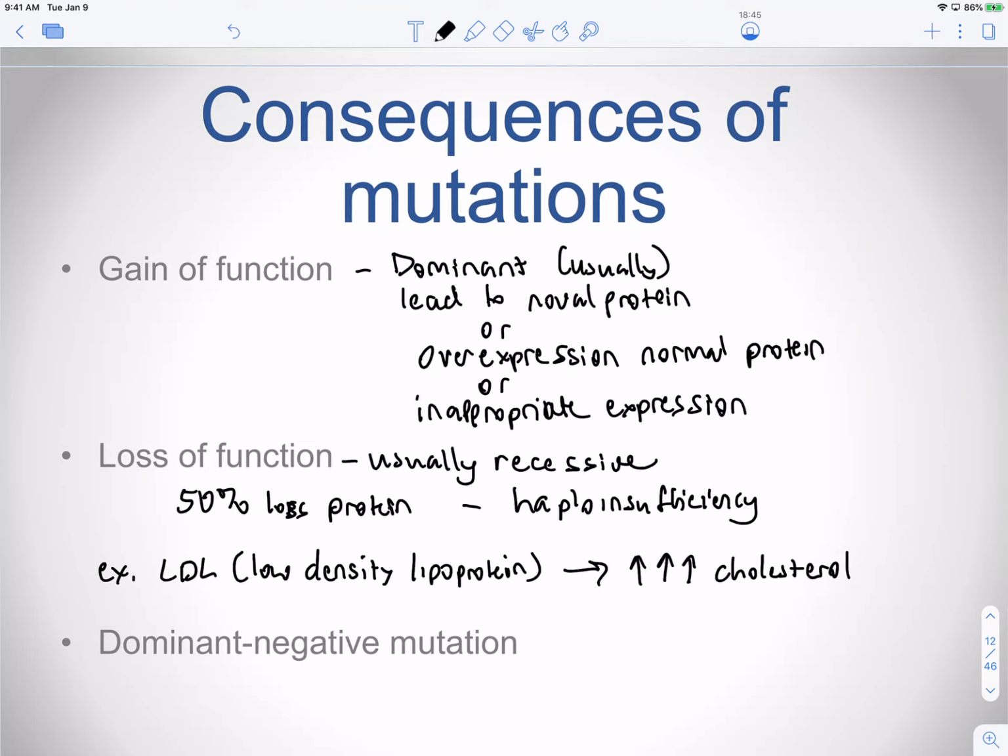There's also dominant negative mutations, and this is when you have an abnormal protein and it has a dominant effect on the normal protein.